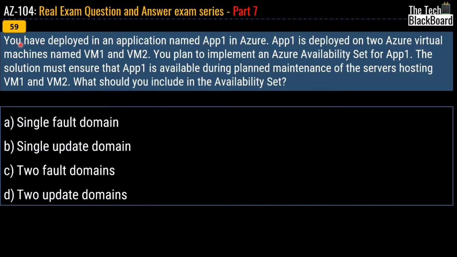Coming to question number 59, and here we have that you have deployed an application named App1 in Azure. App1 is deployed on two Azure virtual machines named VM1 and VM2.